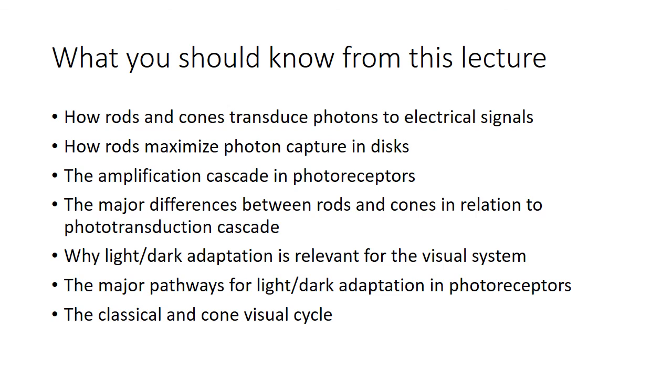Be able to explain, not in terms of specific subunits or so on, but the general idea about some of the major differences between rods and cones, and have an idea about light dark adaptation and why it's relevant for the visual system. And finally, the major pathways for light dark adaptation in photoreceptors, the classical and the cone visual cycle, and their relevance for light dark adaptation.